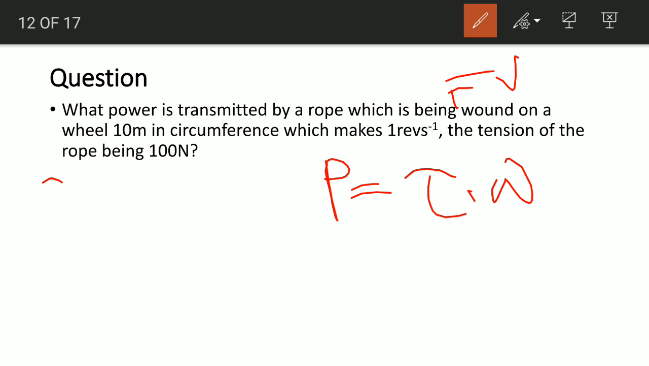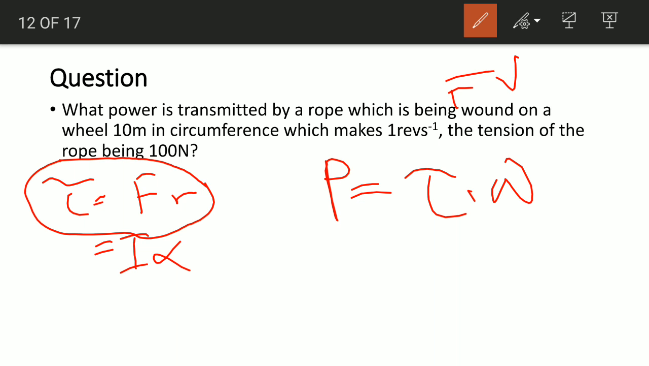what torque is. Torque is also equal to force times radius. Or you can say torque is equal to moment of inertia times angular acceleration. So torque is force times radius. Torque is also moment of inertia times angular acceleration. Now, it looks like the one we are going to need here is force times the radius. But if you notice in this question, we are not given radius, we are only given the circumference.